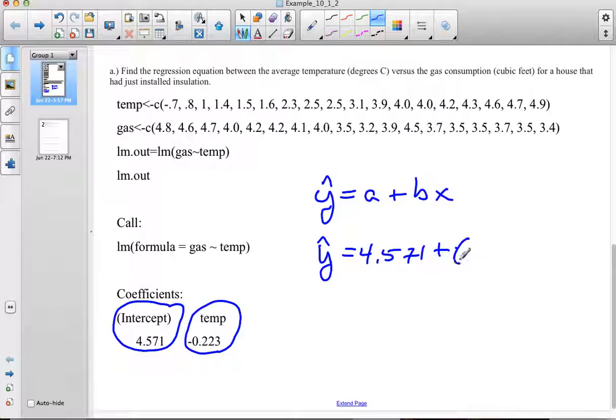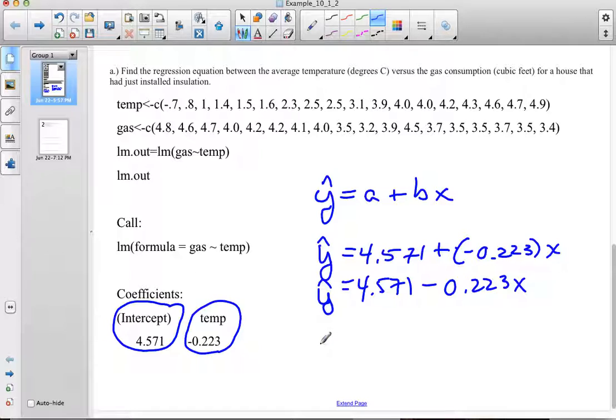It is negative, so we'll do negative 0.223x. At this point, I probably would rewrite this as 4.571 minus 0.223x. The reason I use the y hat is because this is from sample data, so that allows me to know that this is sample information. This is actually an estimate, therefore, for the true regression equation that's out there. This is just what we came up with. A different random sample will create a different estimate.